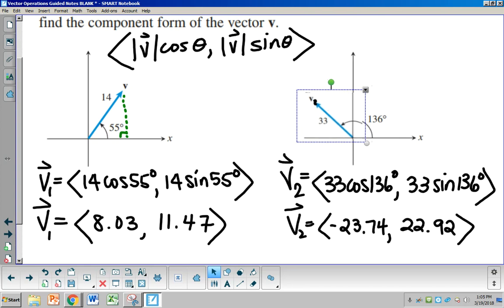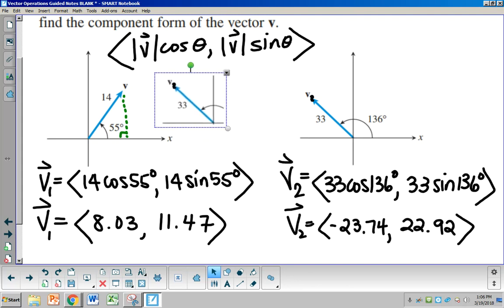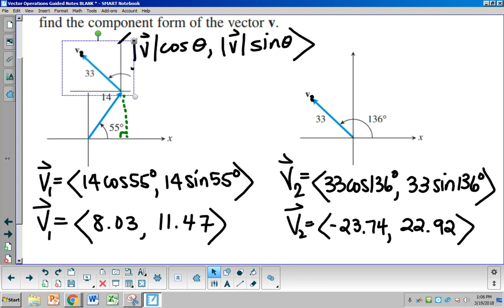Does that look reasonable? No. Any closer? Oh. Is that close enough? That's close enough, right? Yeah. Okay, so if I'm going to add this, I'm going to take this and do what with it? Put the tail there. There it is. And then what do we do? Find the result.